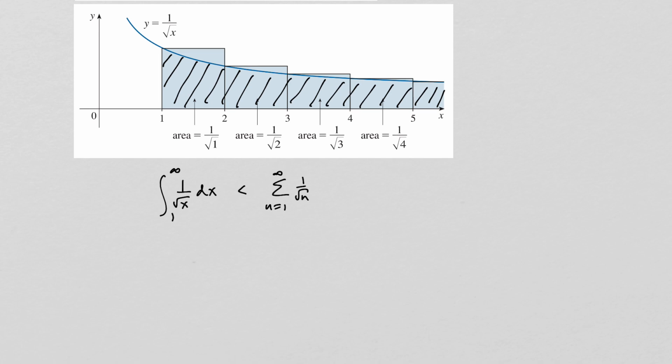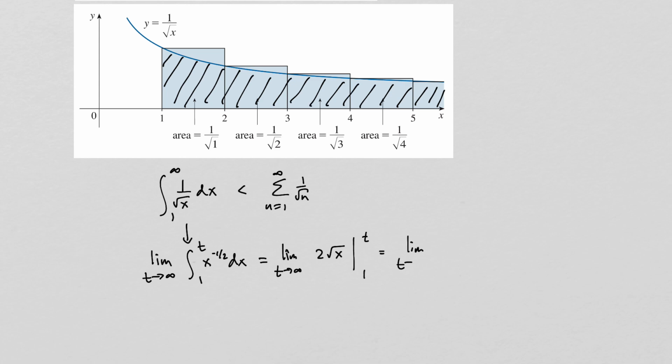So let's go ahead and find the integral from 1 to infinity of 1 divided by the square root of x. So again, this integral is going to be the limit as t goes to infinity of the integral from 1 to t. 1 divided by the square root of x is the same as x to the negative 1/2. We'll go ahead and find the antiderivative, which is going to be x to the 1/2 divided by 1/2, which is the same as 2 times the square root of x from 1 to t.